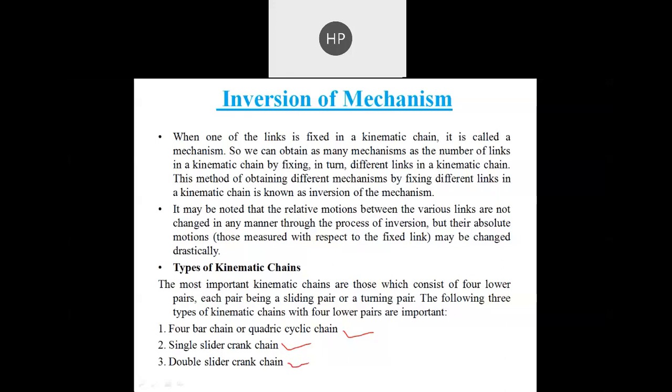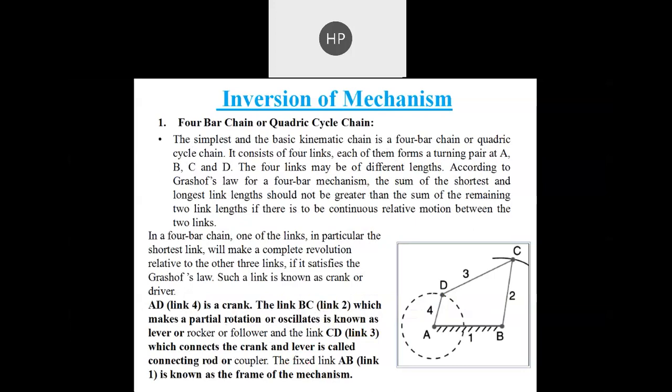And in the last lecture we talked about the 4-bar chain. It has a simple 4 links, and all these 4 links have a turning pair. Each of the links has a turning pair, so it is known as a simple 4-bar chain. In that there is no sliding pair or any other pair. All the pairs being formed are turning pairs. As you can see, this is a turning pair and this is a turning pair.